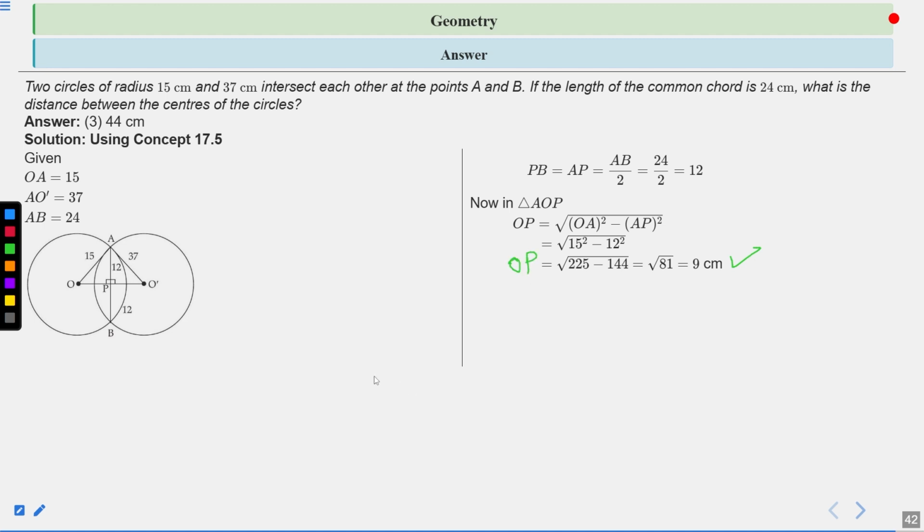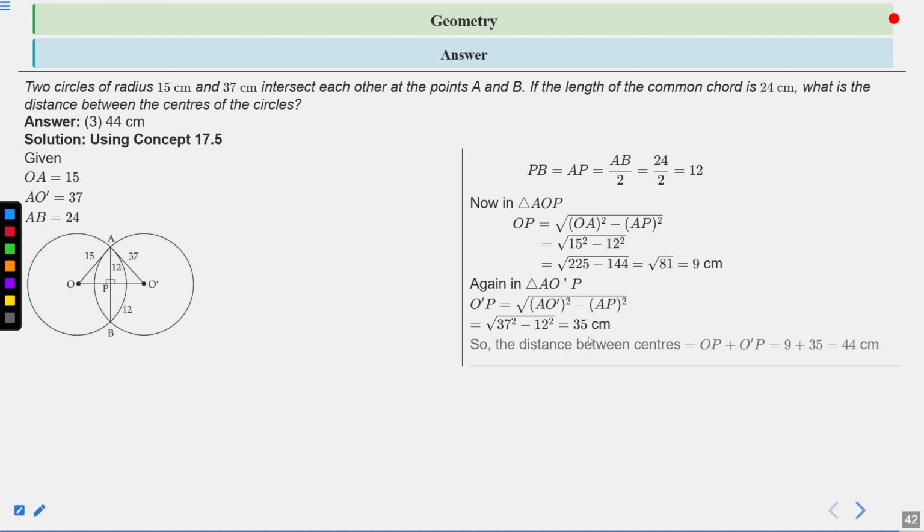Same way we can calculate the O dash P. So in triangle AO dash P, O dash P will become under root AO dash square minus AP square. Same way, 37 square minus 12 square, when we simplify it, we get 35 centimeter. So the distance between the centers will become OP plus O dash P. So it will become 9 plus 35, which equals 44 centimeter. Third one is the correct answer of this question. Next one. Thank you.